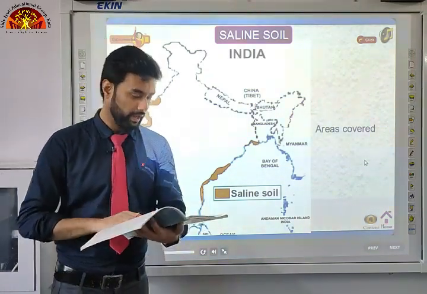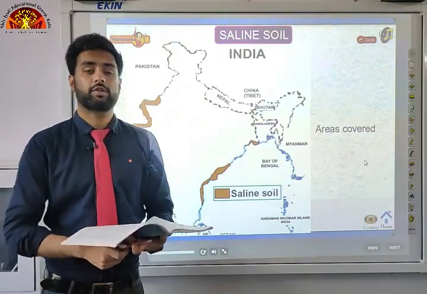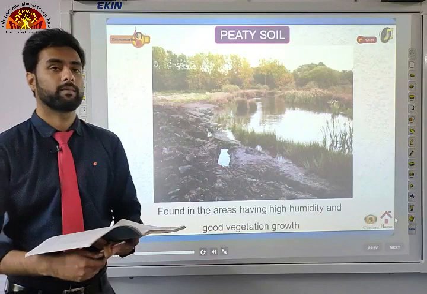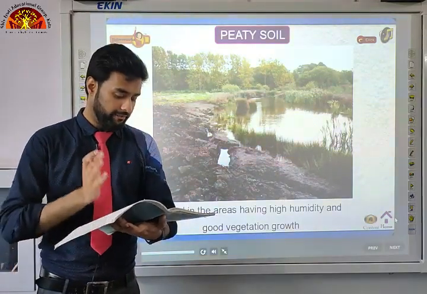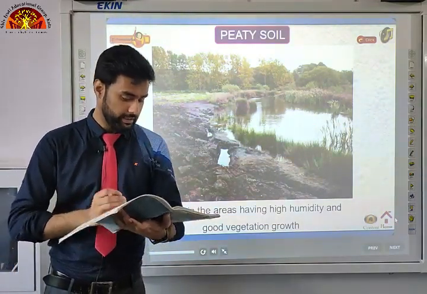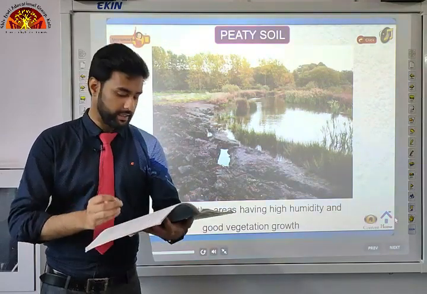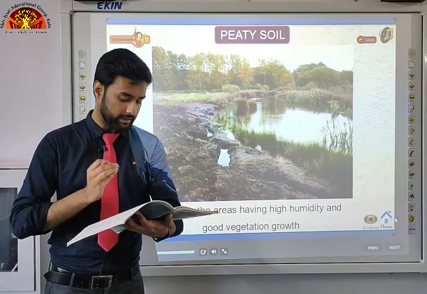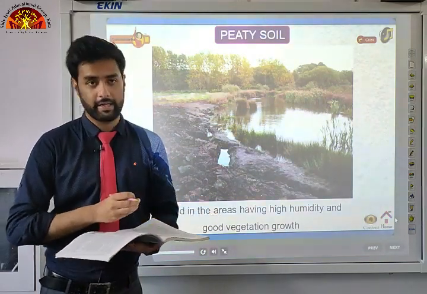Okay, now let us move on to the next soil, which is peaty soil. Now, peaty soils are found in the areas of heavy rainfall and high humidity where there is a good growth of vegetation. Thus, a large quantity of dead organic matter accumulates in these areas, and this gives a rich humus and organic content to the soil.